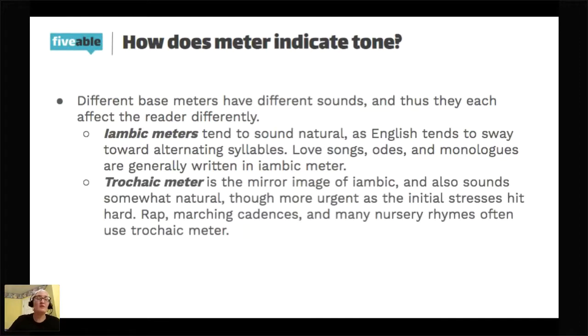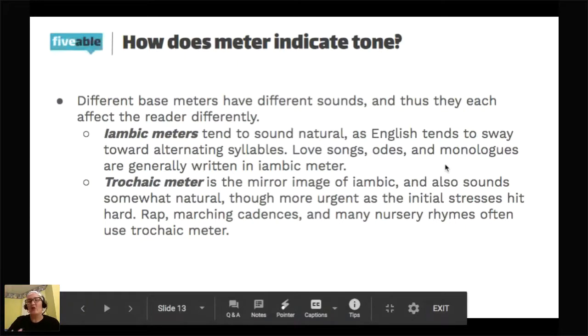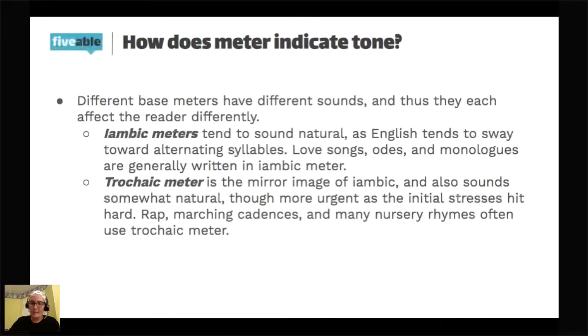Trochaic is the mirror image of iambic, but it moves a little bit faster. It's more urgent because of the stresses on the beginning. If you notice trochaic meter in somebody's poem, then you might say this is the poet going for more urgency here, or going for a marching cadence, like they're going to war, and this is indicating the warlike structure of this poem.